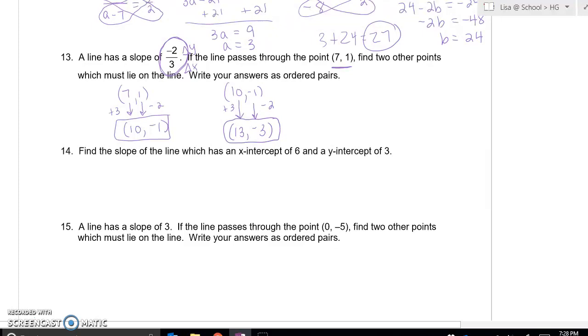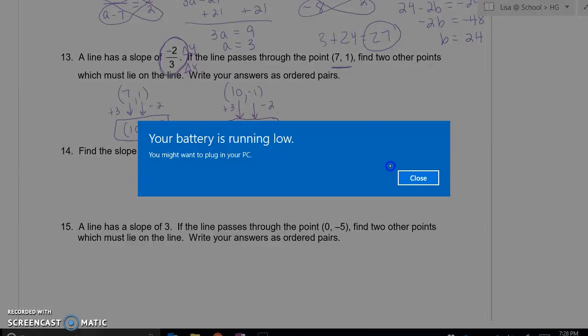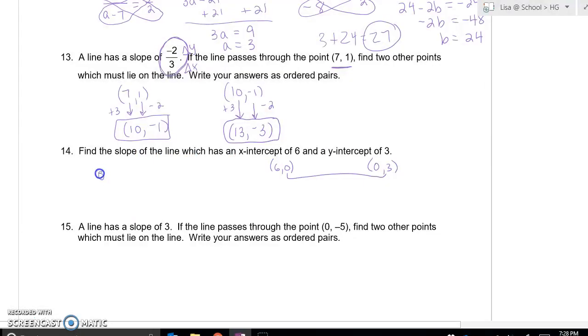In number 14, when you're given an x-intercept, you can write that as the ordered pair 6, 0, and then the y-intercept you can write as the ordered pair 0, 3. So you could do change in y over change in x on the ordered pairs now. So I'm going to do 0 minus 3. And then I'm going to do 6 minus 0. So that's -3 over +6, which is -1/2.